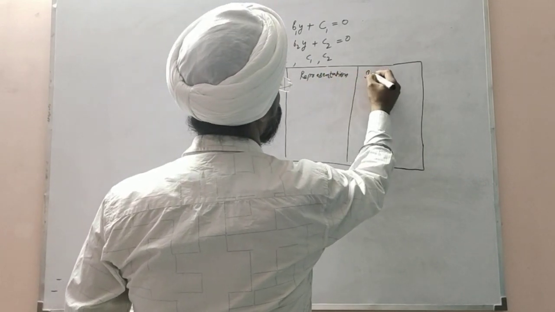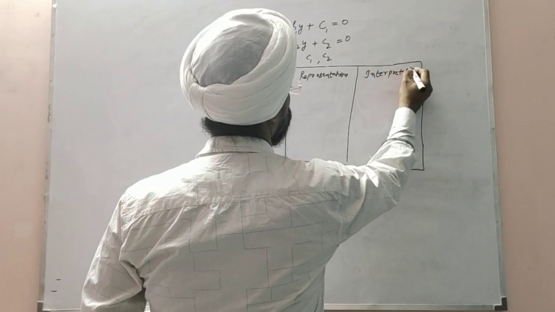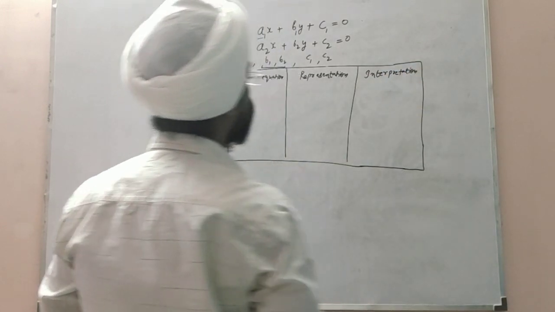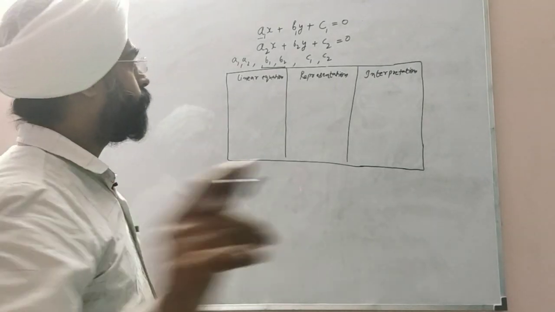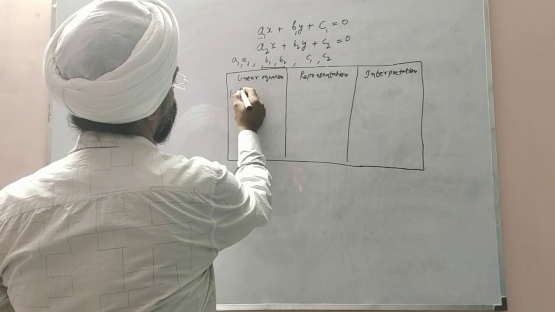And interpretation. What does their interpretation mean? What is the meaning of that? If the linear equations are like that, first they are intersecting.